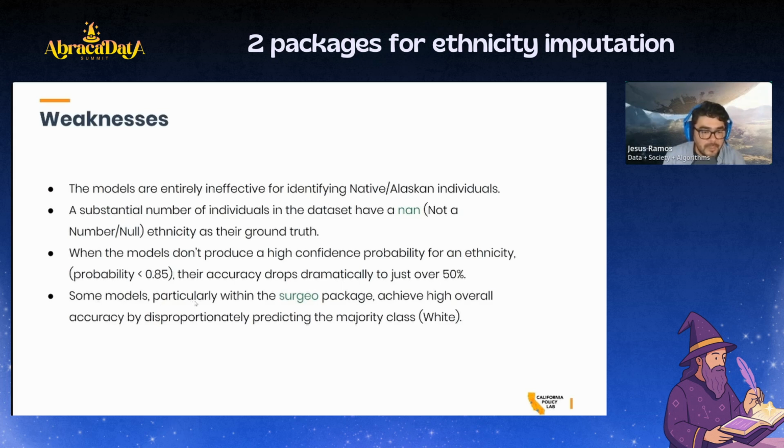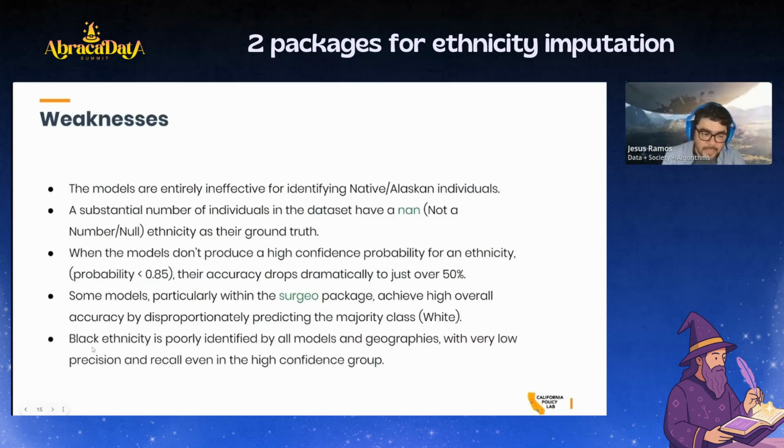Some models, particularly within the Sergio package, achieve high overall accuracy by disproportionately predicting the majority class, meaning the models within the Sergio package said everyone is white. And by doing that, it achieves high accuracy, but terrible precision and terrible recall. And again, Black ethnicity is poorly identified by all models and all geographies, with very low precision and recall, even in the high confidence group.